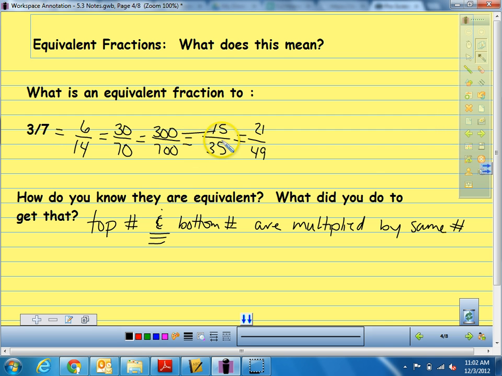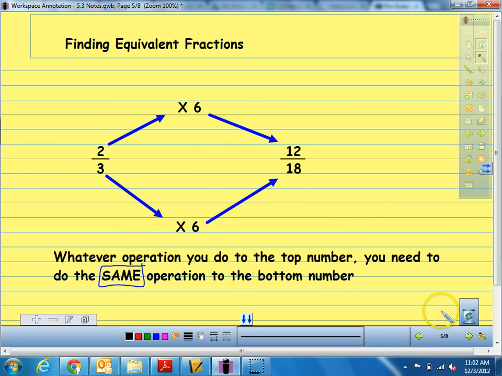How about this one? 3 times 5 was 15, 7 times 5 was 35. 3 times 7 was 21, 7 times 7 was 49. So we find equivalent fractions by taking the top and the bottom number and multiplying it by the exact same number. So 2 times 6 would give us 12. 3 times 6 gives us 18. Whatever operation you do to the top number, you need to do the same operation to the bottom number.